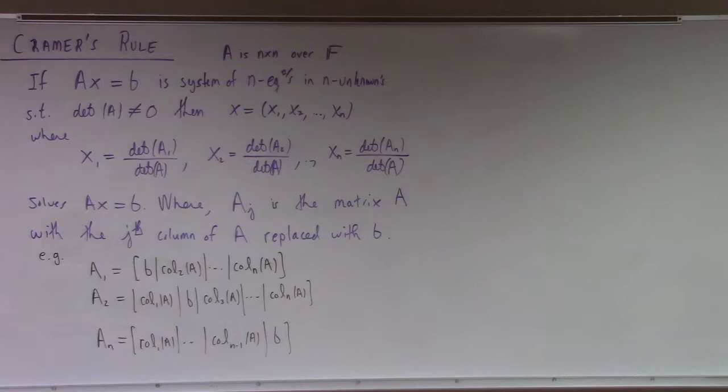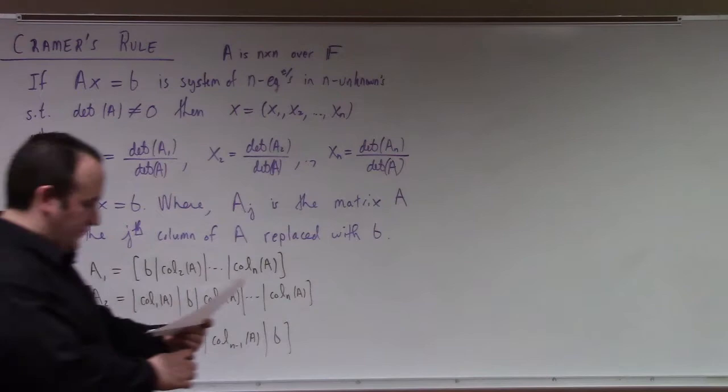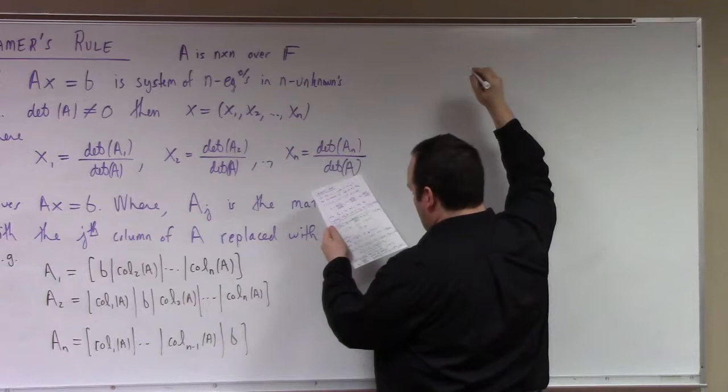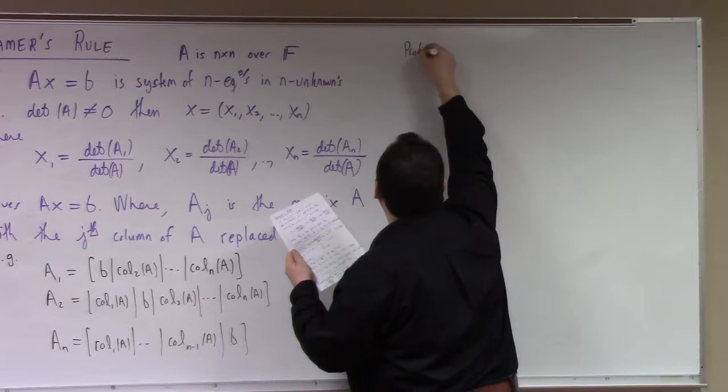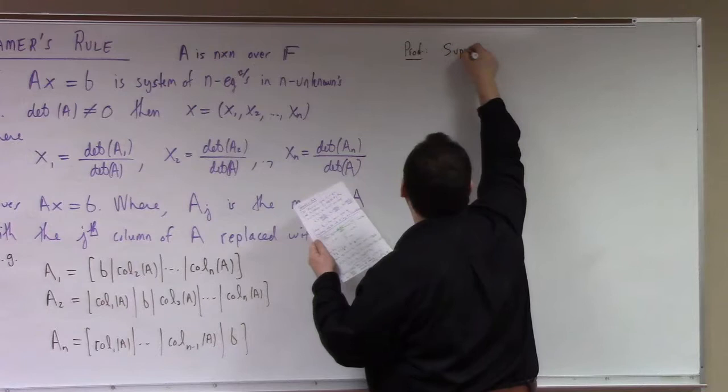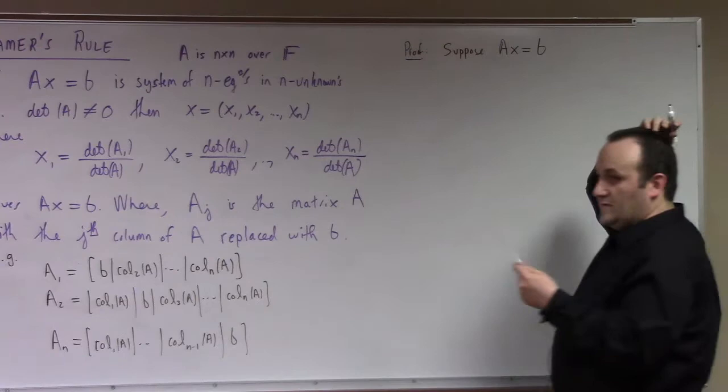Now let me prove to you that Cramer's rule really does work. It's kind of sneaky. This proof I got out of Lay's linear algebra. I like it. It's not very motivated, but it does give a convincing argument, so I'm going to show it to you. So here's the proof. Suppose that Ax equals B. Suppose that X is what we're looking for.